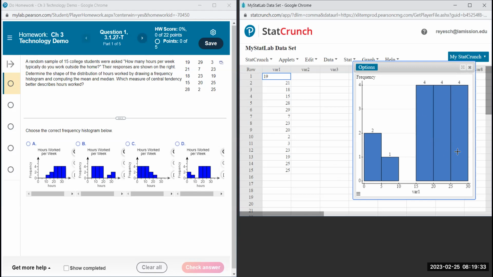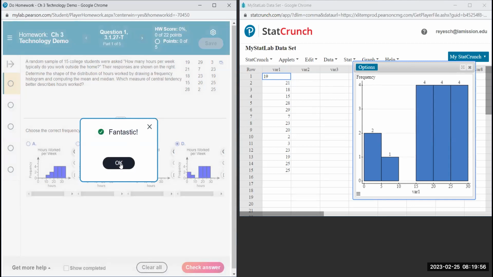So it seems like from 15 to 30 hours are the typical values, and some are working like part-time. So select the correct diagram for yours. That's kind of like what happened in mine, but yours might be different. It might be the same. Sometimes you'll get the same question as I did.